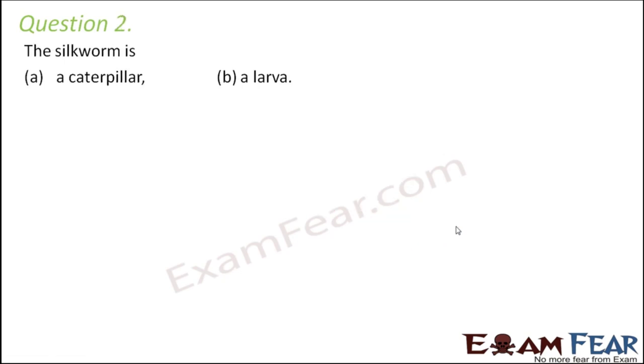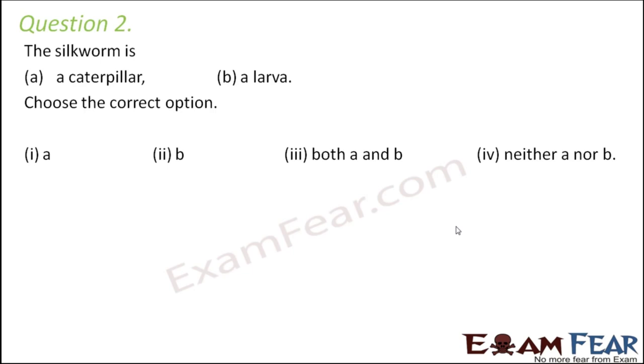Question number 2. The silkworm is a caterpillar, a larva. Choose the correct option. Now you have 4 options. What is a silkworm? It is just a stage in the life cycle of a silk moth. Which stage is it? It is a caterpillar because it is like a worm, just like a caterpillar. And it is also a larva because it is the larval stage of the silk moth. So the correct answer would be both A and B, because the silkworm is a caterpillar and the larval stage, because the larva hatches from the eggs, and that is how the silkworm is hatched.